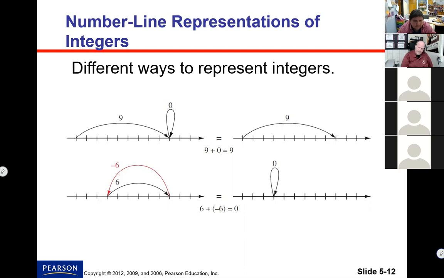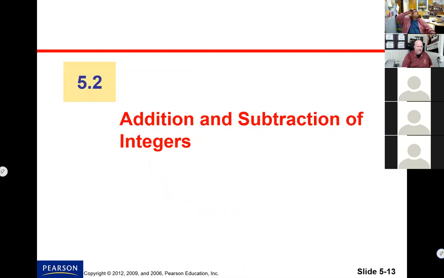Okay, so what we're going to do now is some addition and subtraction. Ooh, I know you're so excited. Ooh, we get to add. But remember, you're going to be showing people how to add, so that's why this is important. Okay, so the addition and subtraction of integers.